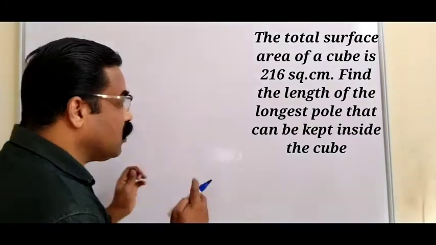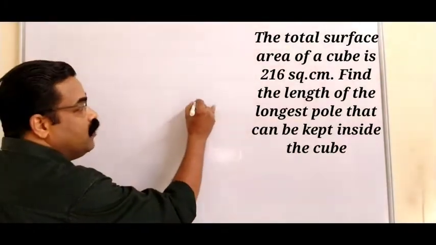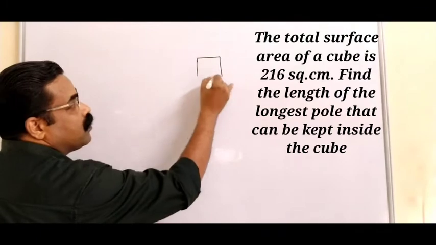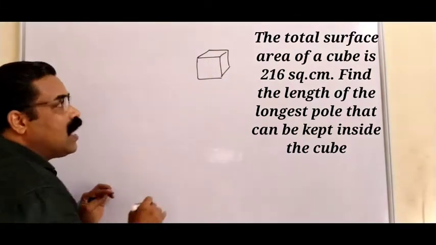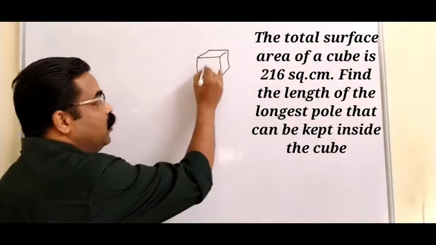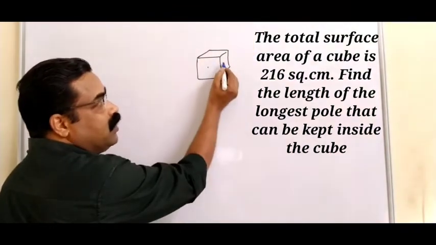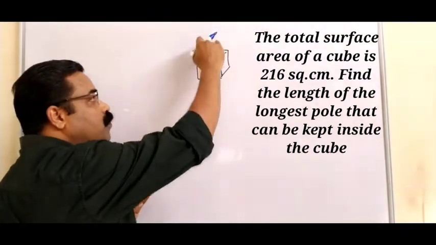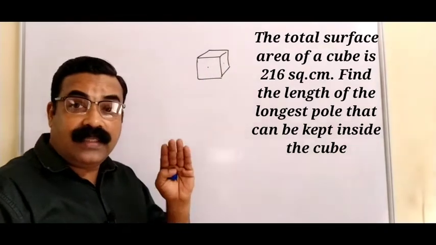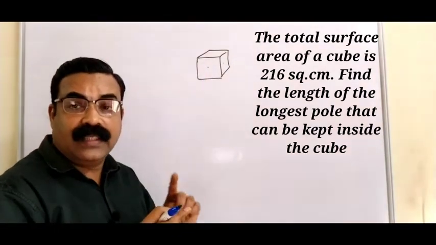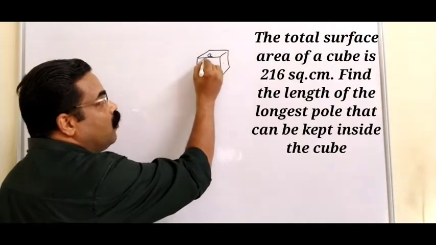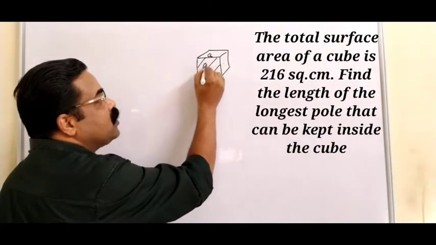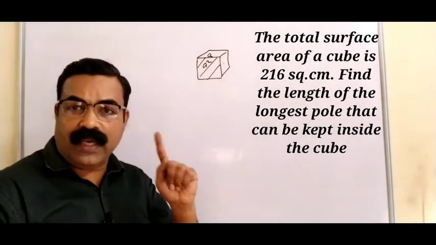When we talk about the total surface area of a cube, students, we have a cube like this, which has 6 sides. Side 1, back side 2, this side 3, opposite side 4, top and bottom 5 and 6. Each side is a square. So if one edge is equal to a, the area of one side will be equal to a square.